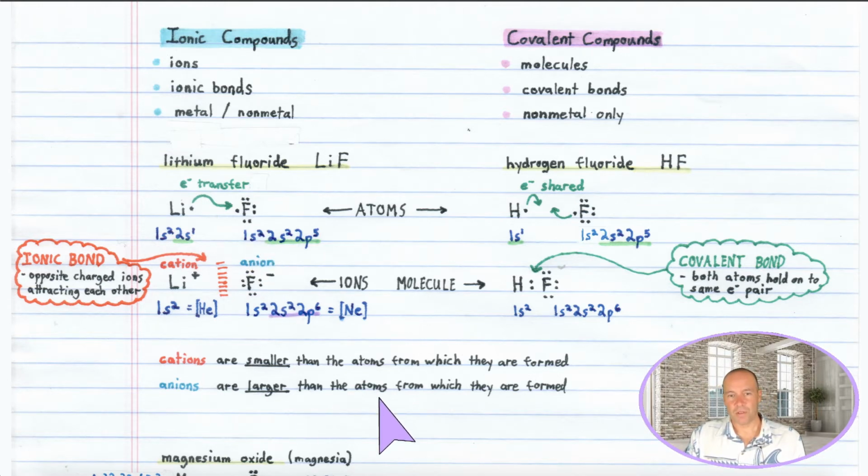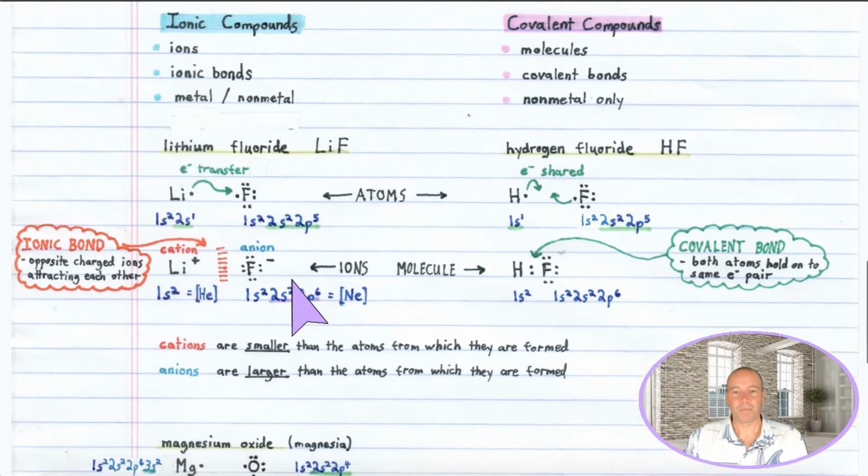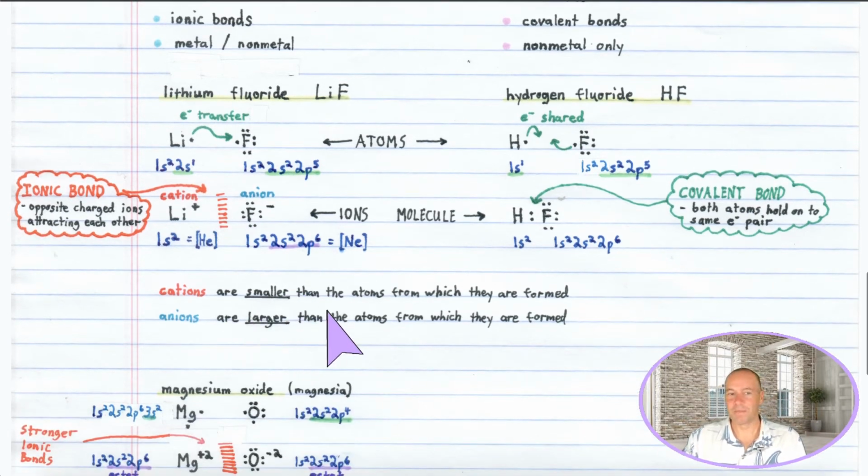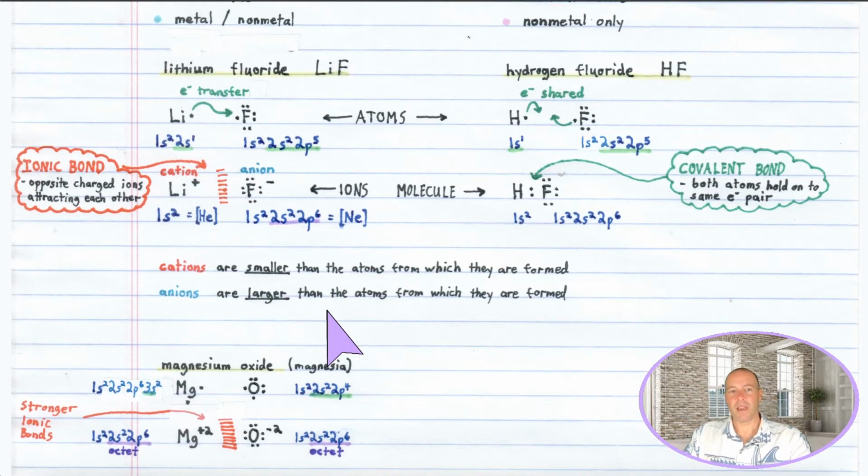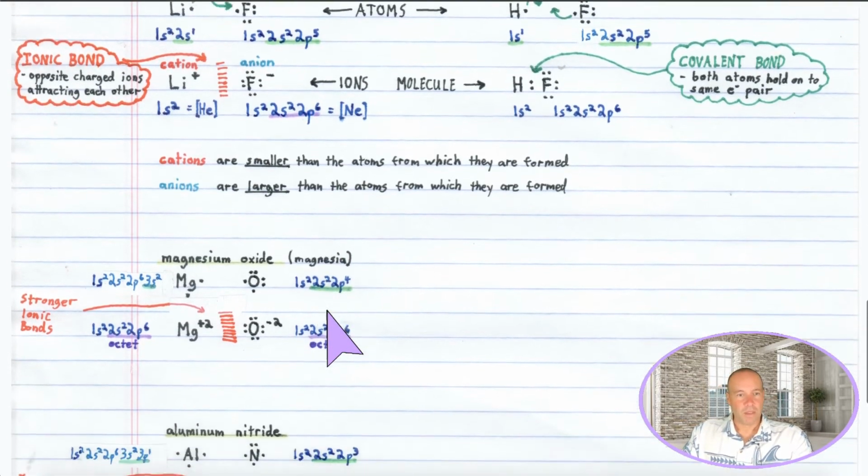And the opposite occurs for anions. They are larger than their atoms because that positive nucleus isn't able to draw in more electrons. If you gain an electron to become an anion, the electron cloud gets a little bit bigger. So be aware of that. Let's take a look at a couple more examples.